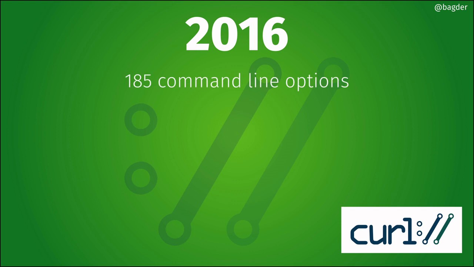And in 2016, we were at 185 command line options, growing really fast. And we started to default to HTTP 2 over HTTPS, because with HTTPS you can negotiate which protocol you're going to use behind it. So it made sense that we could do that by default without breaking anything, because it would just fall back to HTTP 1 if it didn't negotiate HTTP 2.